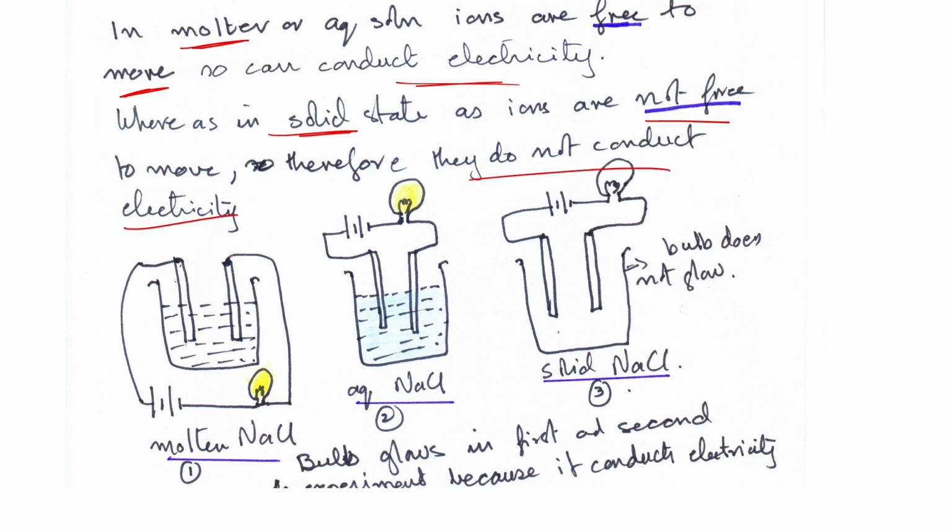Now, this question is very often asked, and children make a mistake: instead of saying ions, they say electrons, which is a very common mistake. So you should remember that in the solid state, ions are not free, and in the molten and aqueous state, it is the ions which conduct electricity.